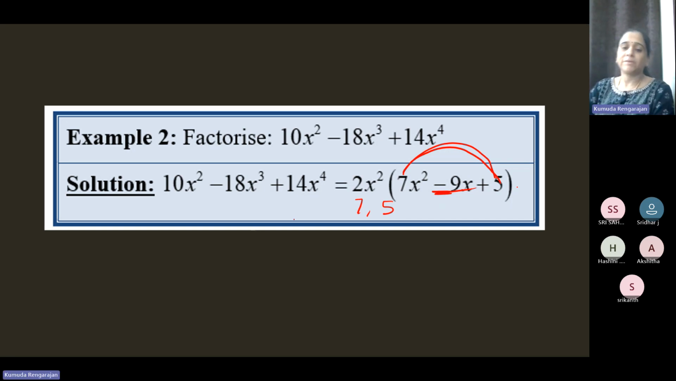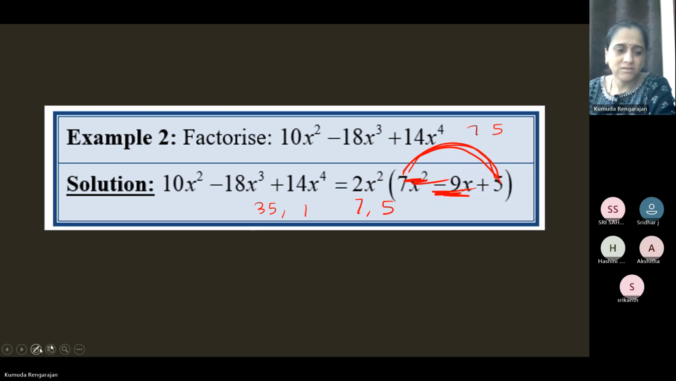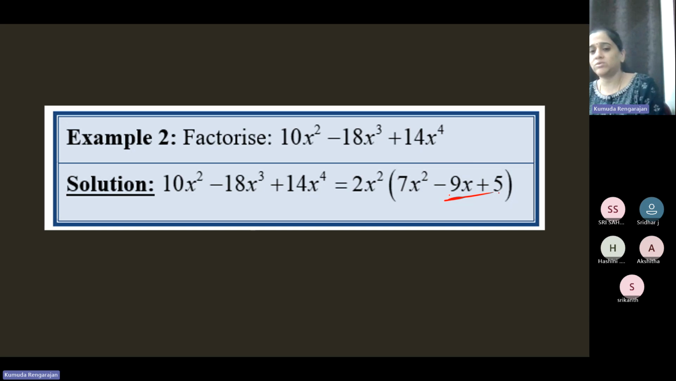Because the product is 7 into 5, 35. So when you find the factors, 35 is 7 and 5 only, nothing else. So 7 and 5 give 12 or 2, because 7 plus 5 is 12, 7 minus 5 is 2. Or you can take the numbers as 35 and 1, since the product is 35. Then also you will get 36 or 34. But here it is minus 9. So you cannot factorize this further. So we don't think about factorizing here.